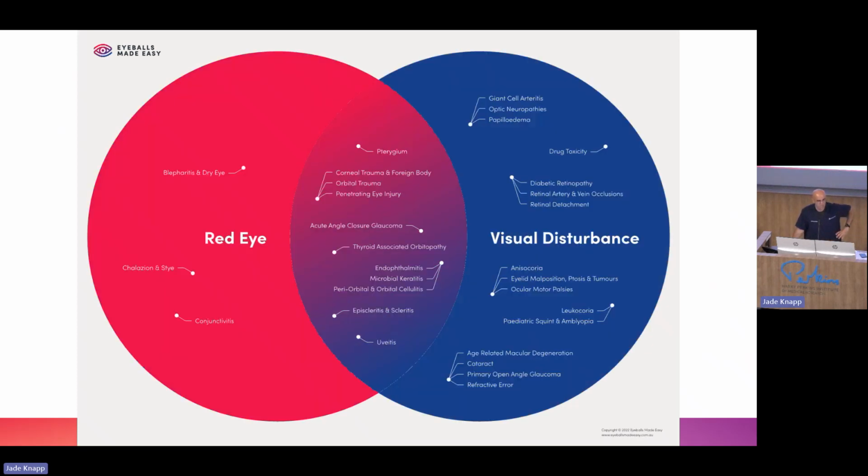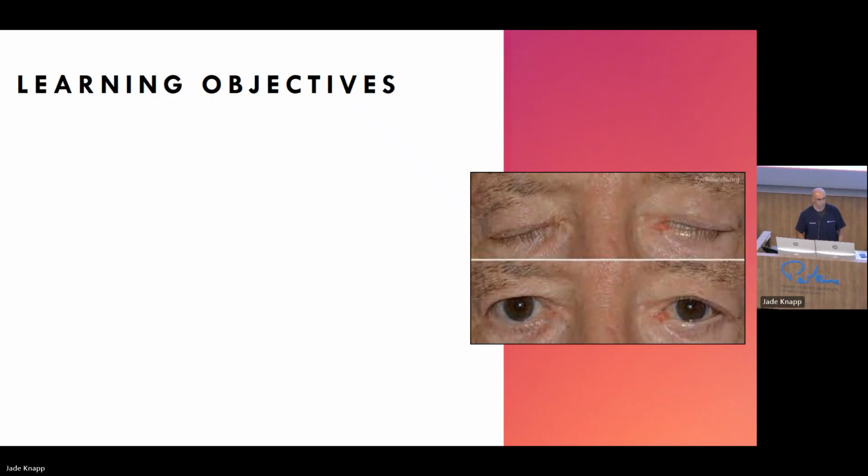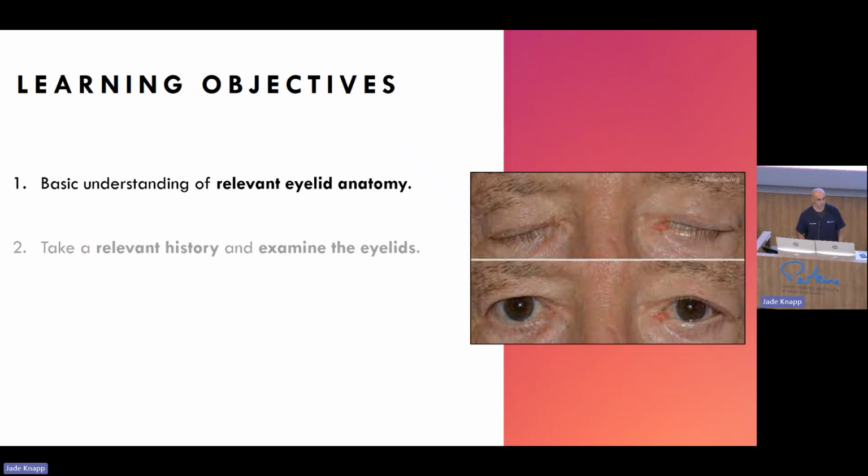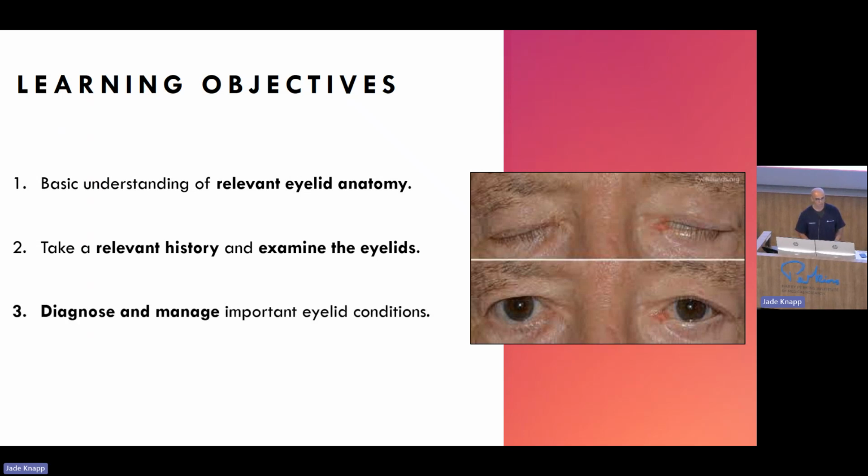Another way to think about ophthalmology is patients will generally present with a painful red eye, or with visual disturbance, or with both. And I've put lid malposition and tumours in visual disturbance because if your lid's in the wrong position, it'll often affect your vision. You can present with a red eye as well. So arguably it could also be both, but for the sake of our Venn diagram, that's where it is. Our objectives for today are some basic anatomy, which will help you understand the pathology, a relevant history and examination, and to diagnose and manage the important lid conditions.